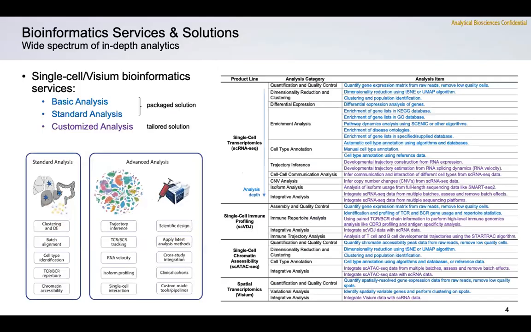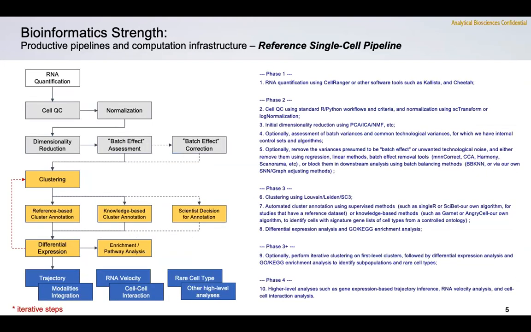About our bioinformatics services, we provide a wide spectrum of bioinformatics services, from very basic analysis to more advanced and customized analysis, such as RNA velocity, cell-to-cell interaction, and rare cell type annotation. And the table on the right shows in more detail what we do for bioinformatic analysis for different single cell data. We have a very productive bioinformatic pipeline and computational infrastructure. Here is, for example, the single cell pipeline. We use it as a reference for other types of data.